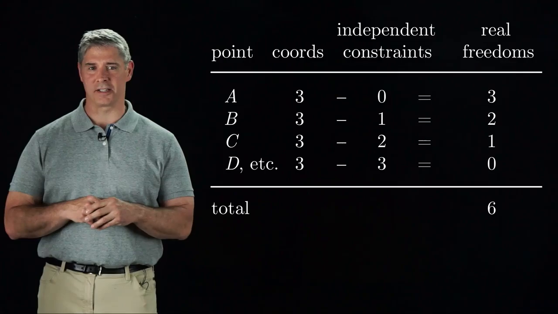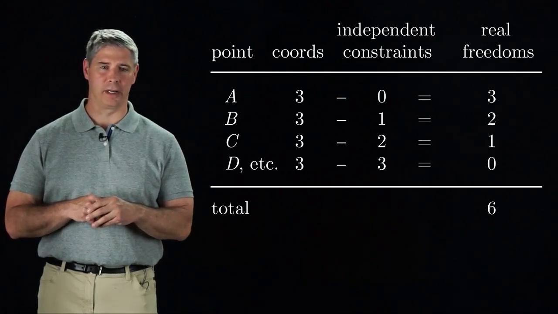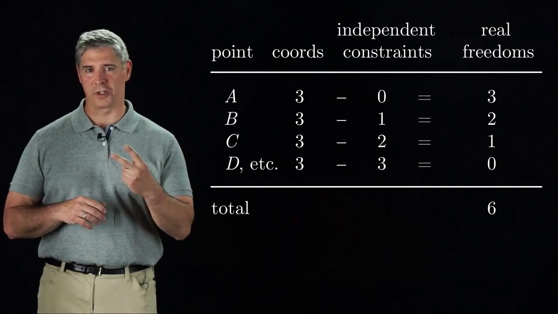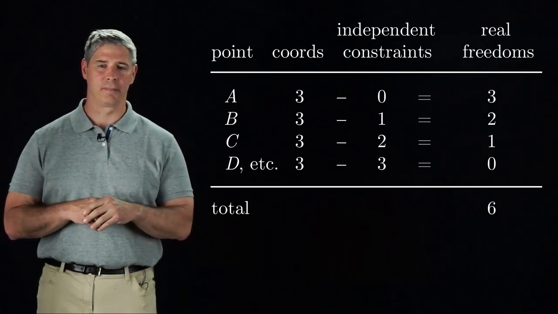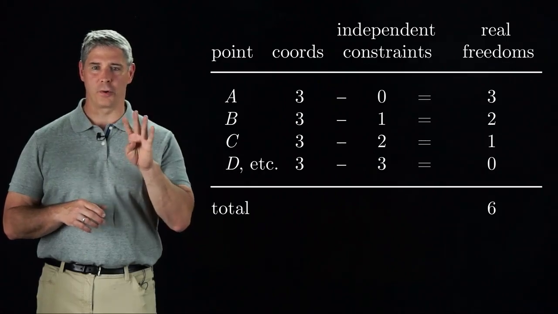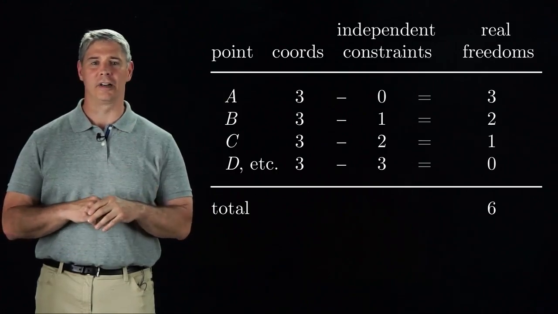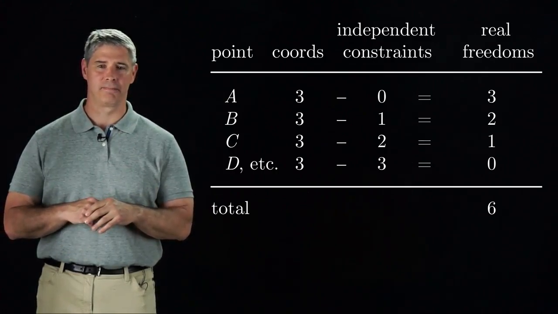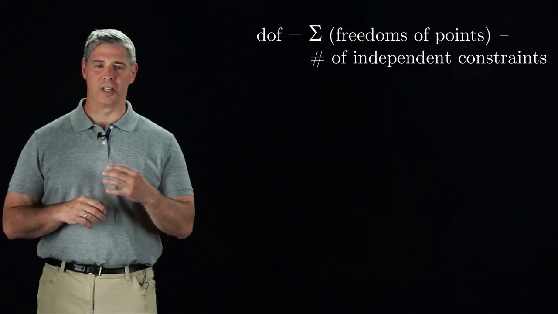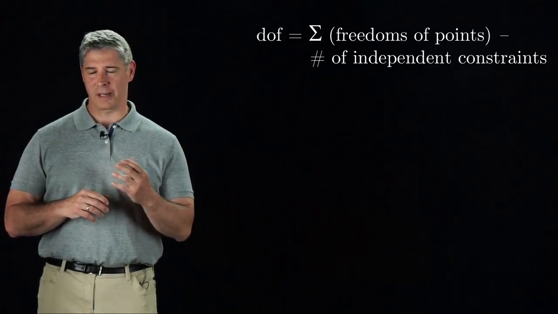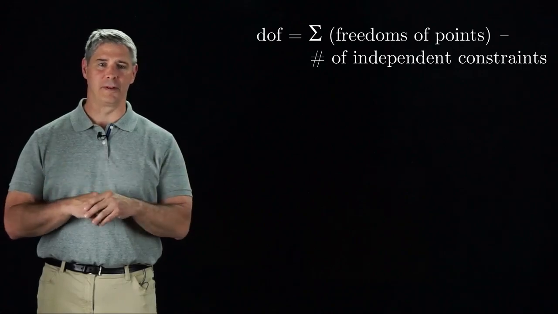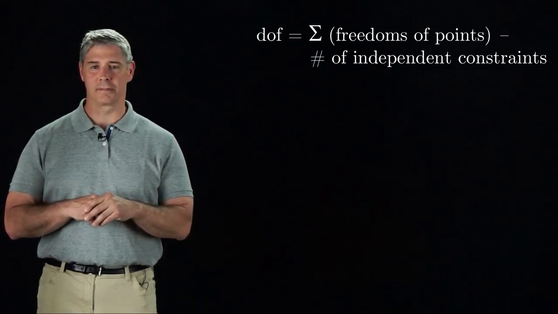We could use the same process to learn that a rigid body in a 2-dimensional plane has 3 degrees of freedom, 2 of which are linear and 1 of which is an angle. We could even study a rigid body in 4-dimensional space and learn that it has 10 degrees of freedom, 4 of which are linear and 6 of which are angles. We can summarize what we've learned in this video with the following general rule, which holds for any system, not just rigid bodies. The dimension of the C space, or the number of degrees of freedom, equals the sum of the freedoms of the points minus the number of independent constraints acting on those points.